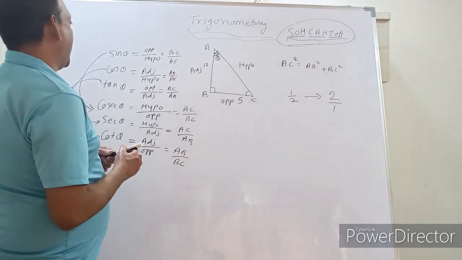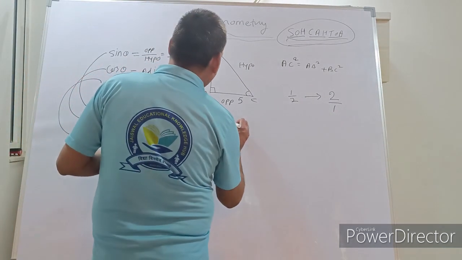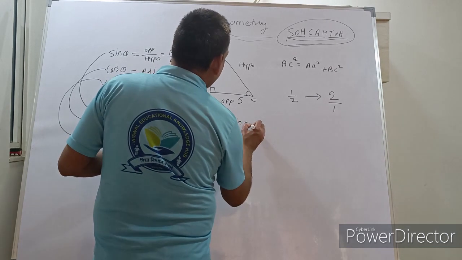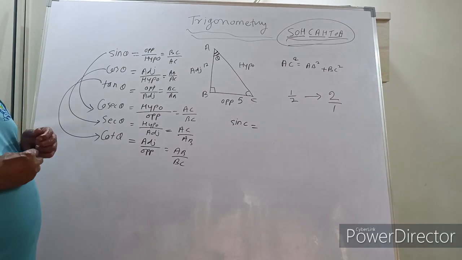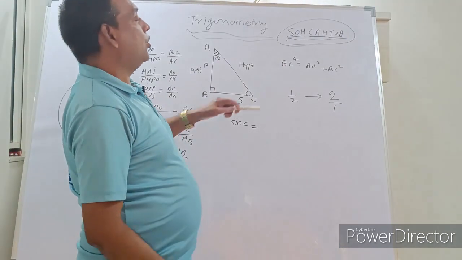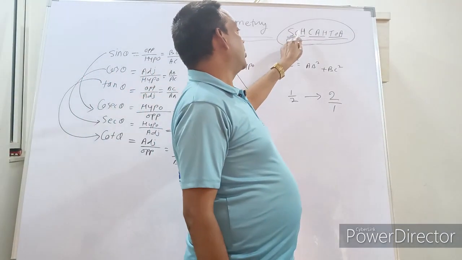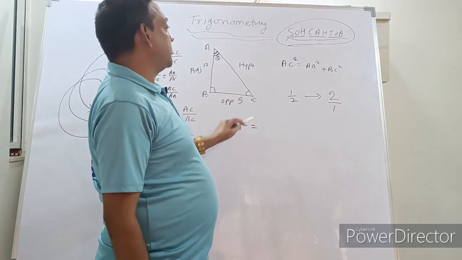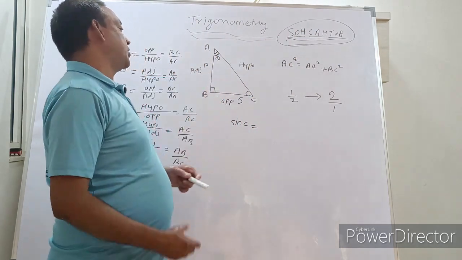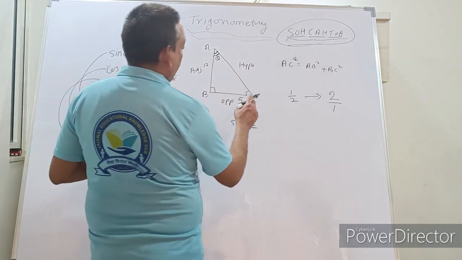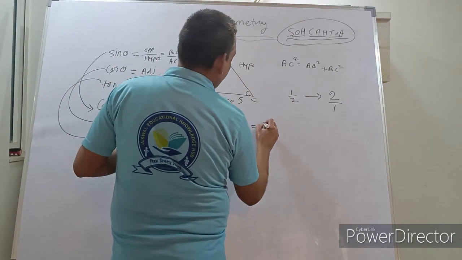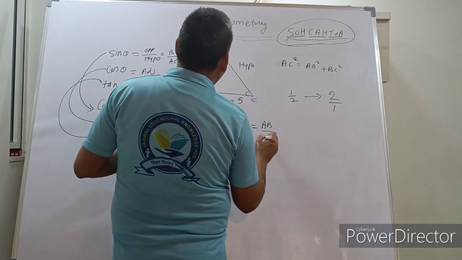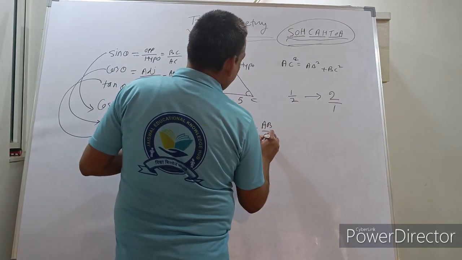Okay, so if they ask what is sine C in the given triangle, first, sine is what? SOH. SOH means sine is opposite over hypotenuse. The opposite of angle C is AB. So this is AB upon AC.